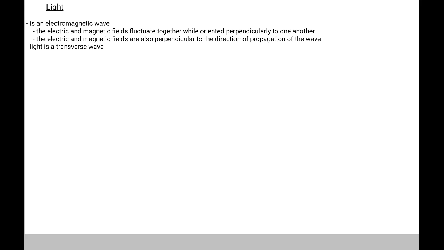All right, light is a transverse wave. So we've talked about longitudinal waves and transverse waves. And with transverse waves, we've said that particles along the wave move up and down, perpendicular to the direction of motion of the wave.